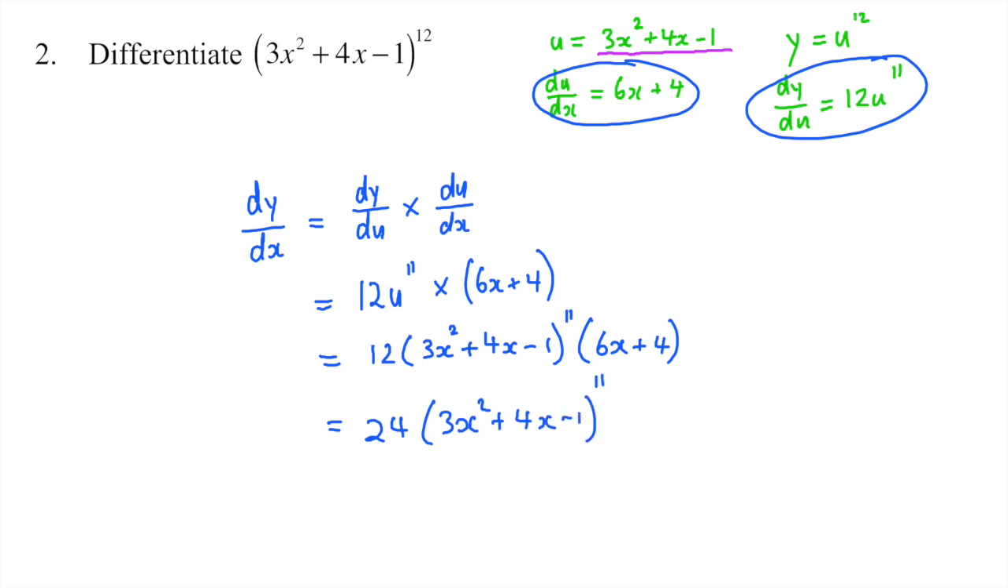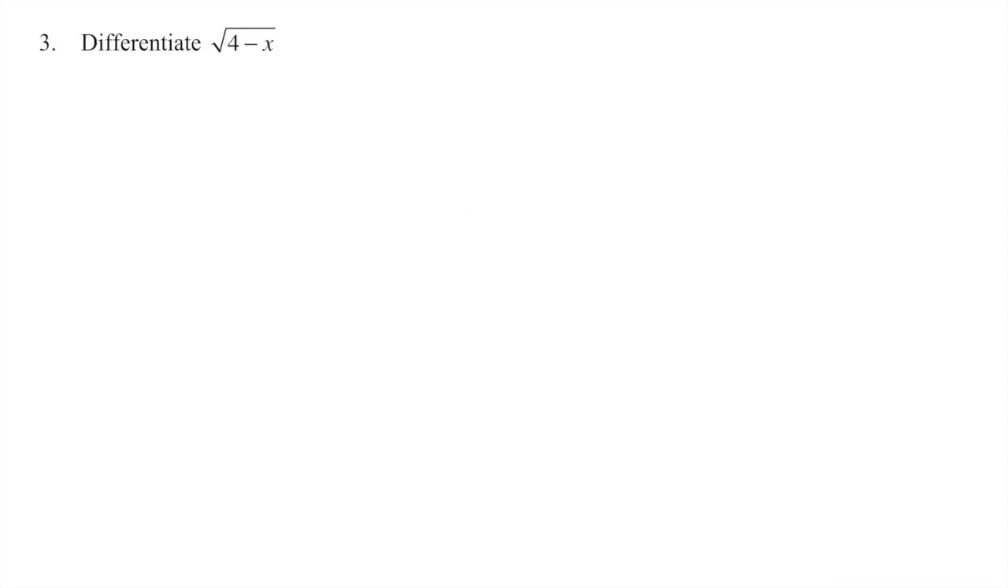And because I took out 2 as a common factor, 2 goes into 6 3 times, 2 goes into 4 twice. There's your final answer. Now, I could do the same with question 3.